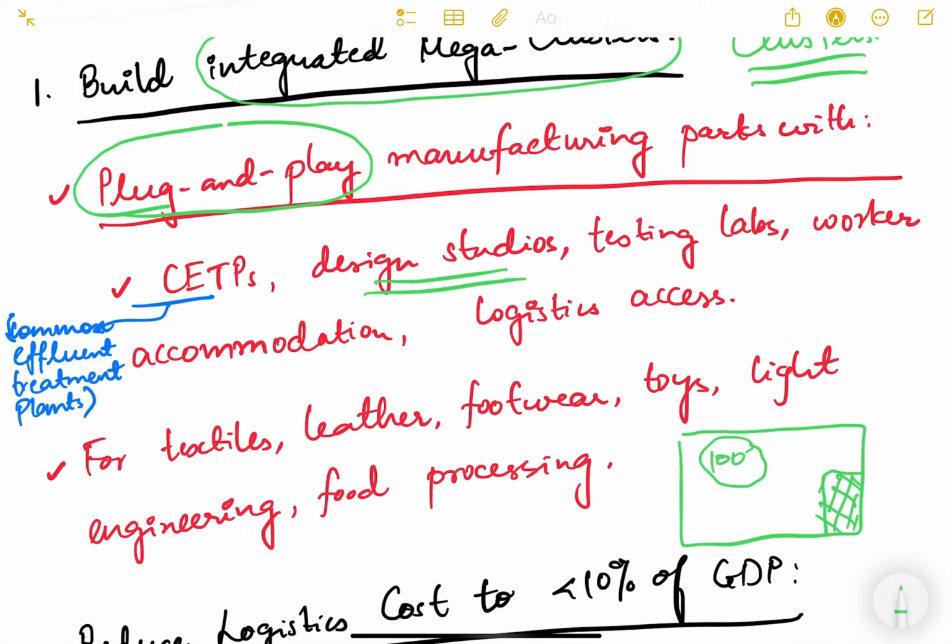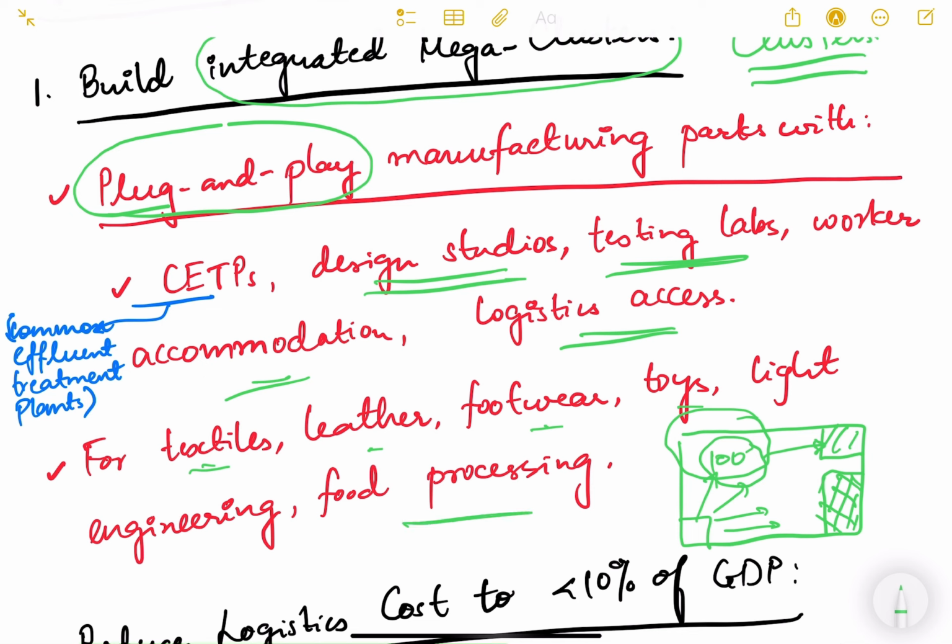Then there can be design studios which can cater to all these different industries. There can be testing labs, maybe one big integrated testing lab which all these industries can patronize and use. Worker accommodation, there can be a colony for the workers, the labor force, and it can be cheaper for them to have housing and logistics access. So there are different benefits. For textiles, leather, footwear, toys, light engineering, food processing, this is ideal to boost manufacturing in these areas. It is always better to have clusters.